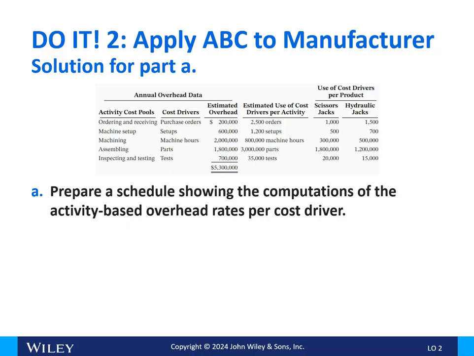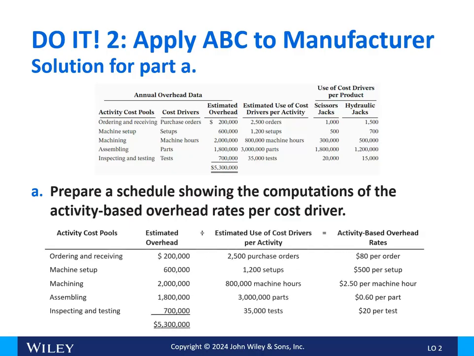For each cost pool, we'll take the estimated overhead divided by the estimated use of the cost driver. For example, ordering and receiving, 200,000 divided by 2,500 orders, we get $80 per order. Machine setup, we get $500 per setup. Machining, we get $2.50 per machine hour. Assembly is 60 cents per part. And inspecting and testing is $20 per test.